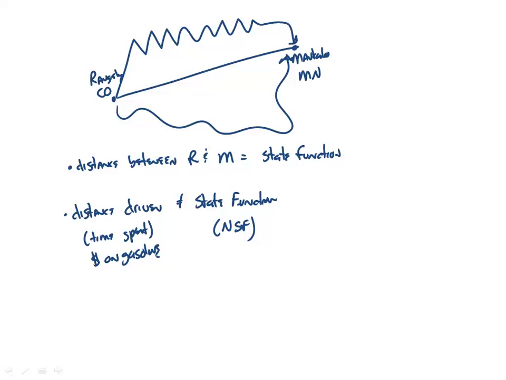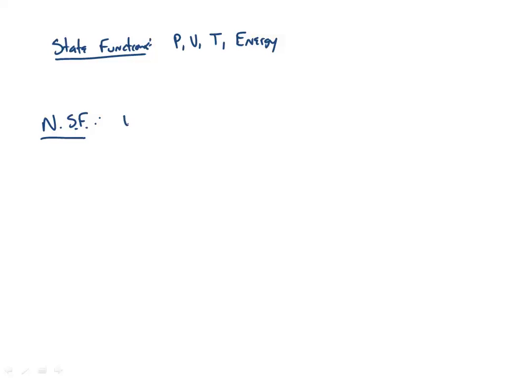And it turns out that things that are state functions are nice to measure, meaning pressure, volume, temperature, and energy are all state functions. Things that are non-state functions are things like work, heat, time, money. Here we could say position, distance traveled.